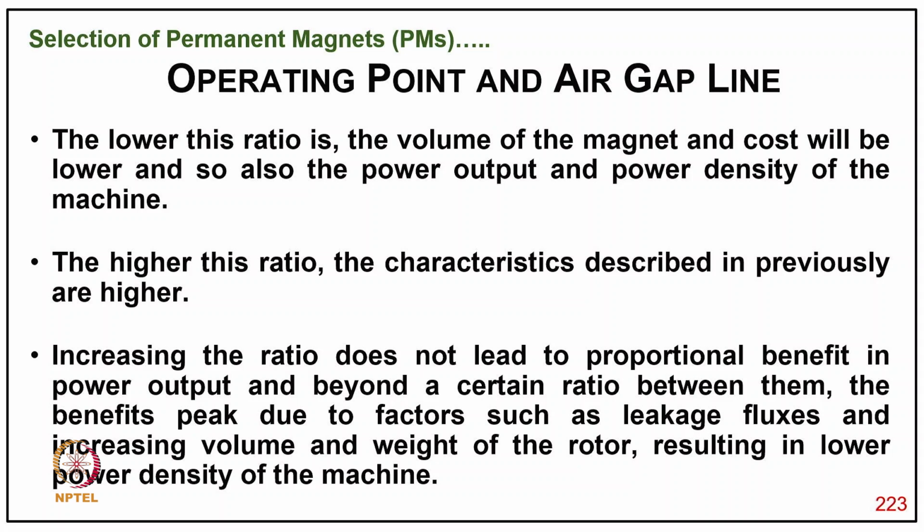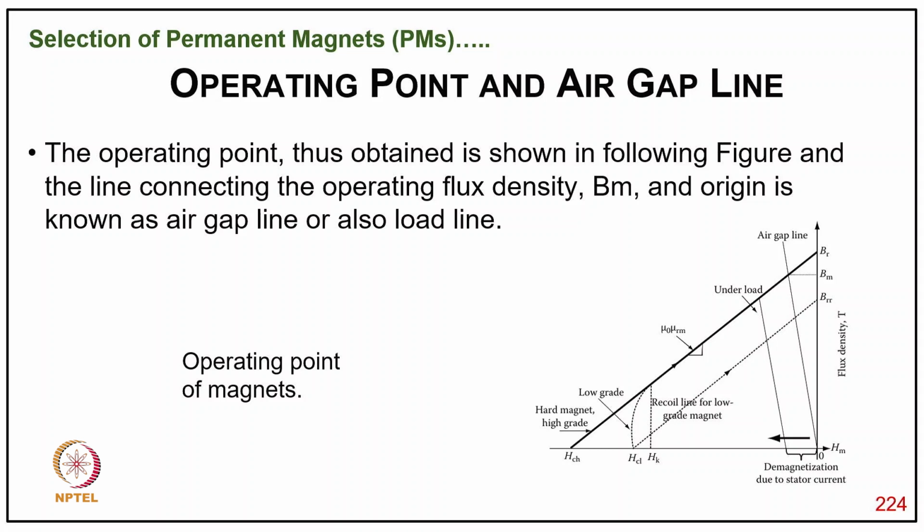The higher this ratio, the higher the characteristics described previously. Increasing the ratio does not lead to a proportional benefit in the power output, and beyond a certain ratio the benefit is lost due to factors such as leakage fluxes and the increasing volume and weight of the rotor, resulting in a lower power density of the machine. So the operating point thus obtained is shown in the figure, and the line representing the operating flux density Bm and Hm is known as the air gap line, also known as the load line, as you can see in the diagram.